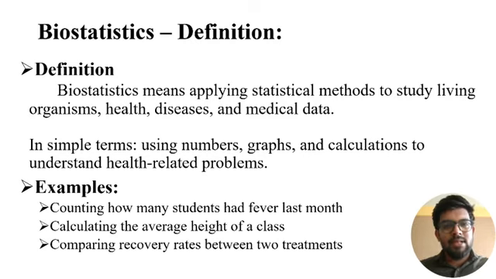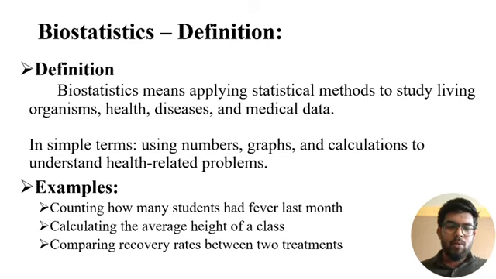So basically, the definition of biostatistics is applying statistical methods to study living organisms, health, diseases, and medical data. In simple terms, using numbers, graphs, and calculations. In such a way, we'll use bar chart, pie chart, spider chart, and ROC curve. These are some of the familiar statistical methods we use.